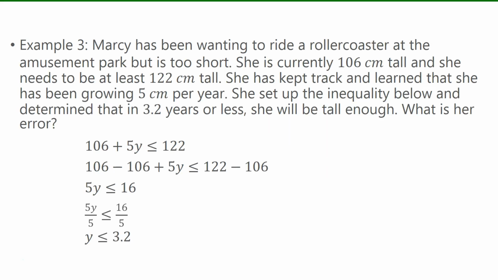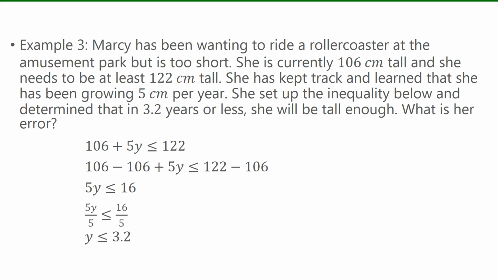Now for the last example, it says Marcy has been wanting to ride a roller coaster at the amusement park but is too short. She is currently 106 centimeters tall, but she needs to be at least 122 centimeters tall. Now she's kept track and learned that she's been growing 5 centimeters per year on average. Now she set up the inequality below and determined that in 3.2 years or less, she will be tall enough.